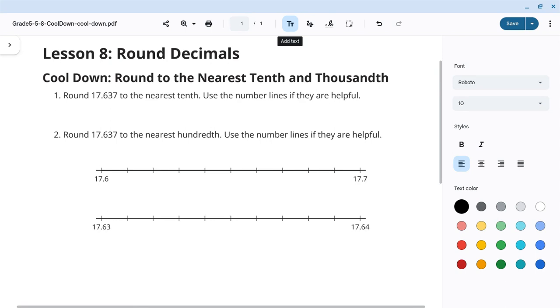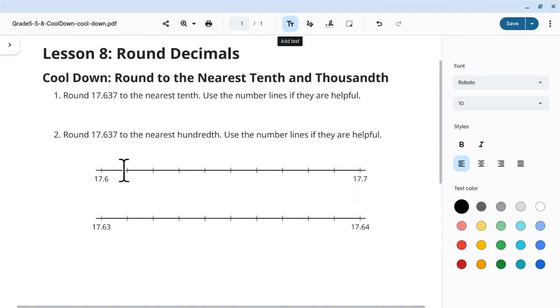we're encouraged to use the number line if it is helpful, as we have done in this Lesson 8. So let's take a look at our very top number line because we're rounding to the nearest tenth. So really we're asking, is our value 17 and 637 thousandths closer to this 17 and 6 tenths, or is it closer to this 17 and 7 tenths?